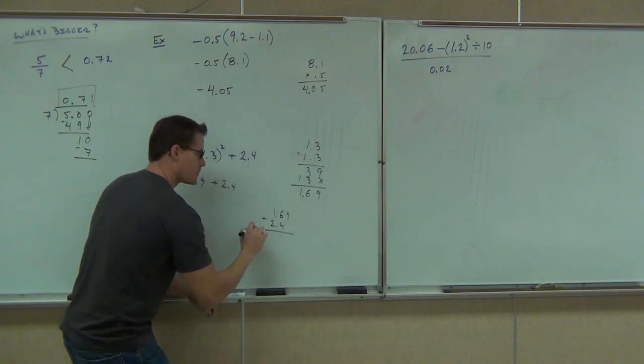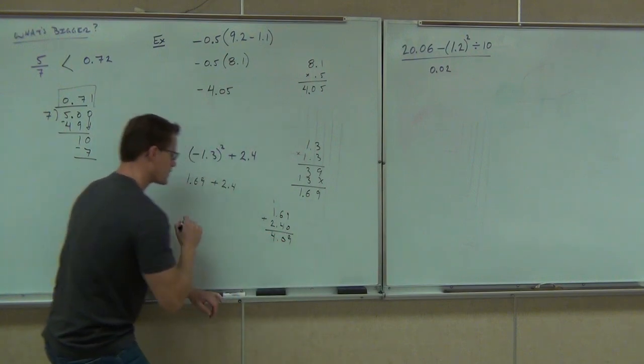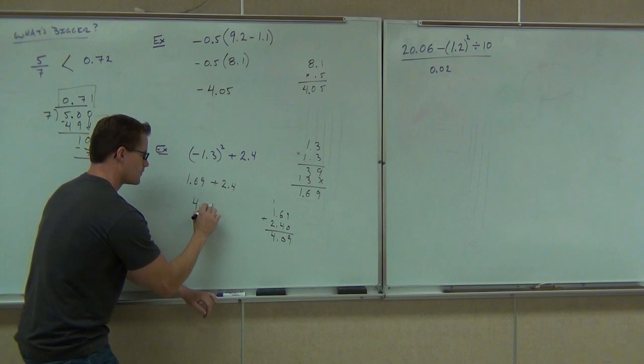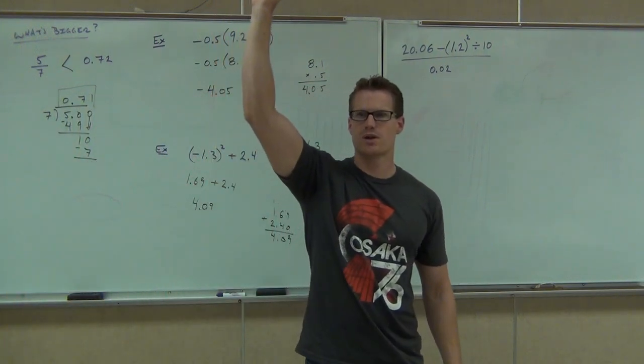1.69, 2.4. Of course, we're lining up our decimal place. That's going to be a 9, a 0 will carry 1, you get 4.09. That's right. Not too bad, not too bad. How do you feel, okay with our order of operations so far?